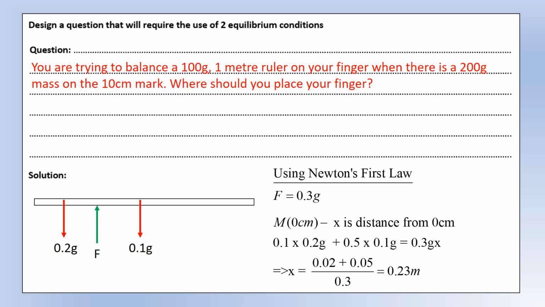Using our condition of equilibrium about moments, we're going to take moments about the left-hand end at the 0 centimeter mark, and x is going to be the distance of F from the 0 mark. So we've got the moments of the two weight forces in red, and then that's got to be equal to the moment of the force in green. You can rearrange that and solve for x. So we'd have to place our finger under the 23 centimeter mark.